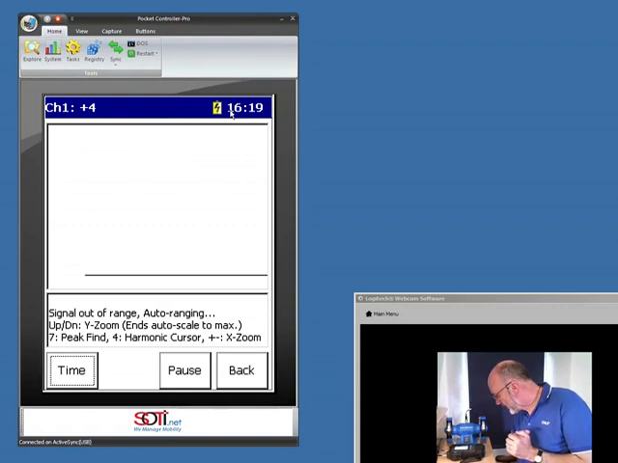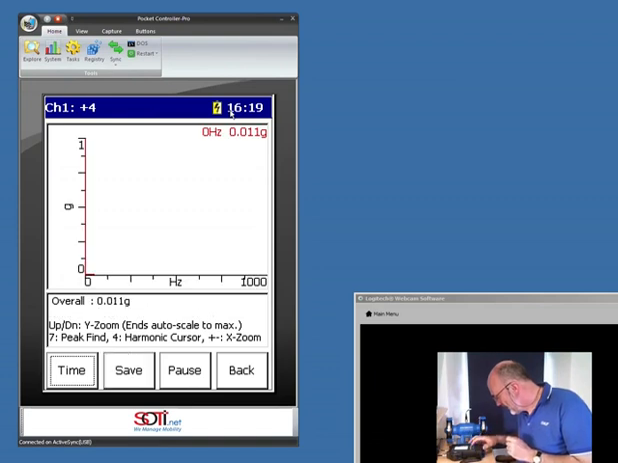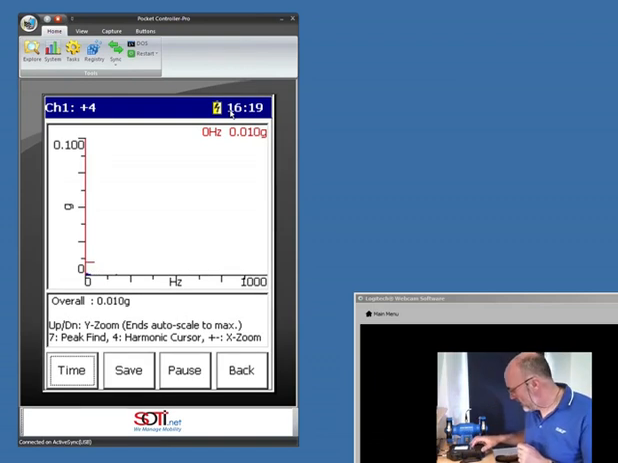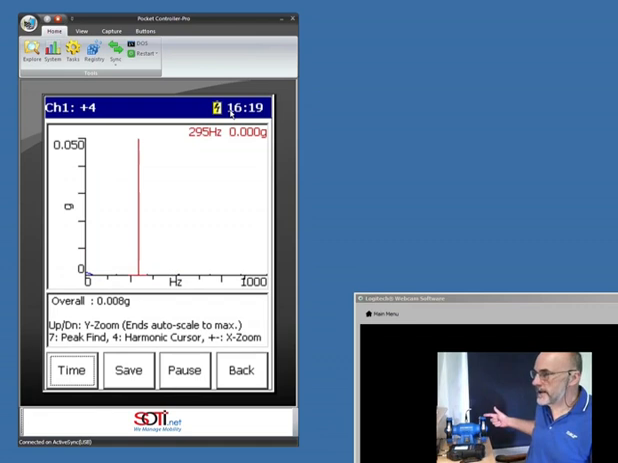Off we go, and it's going to do some auto ranging, and in the fullness of time we should see a reading. There we go. Let's see what we've got on the y-axis. Excellent. So I've got my sensor sitting on my machine, and we're not seeing an awful lot going on. We've got G on the y-axis, which is the unit of acceleration, and frequency on the x-axis, which I'll explain shortly. But you can see there's not an awful lot going on.